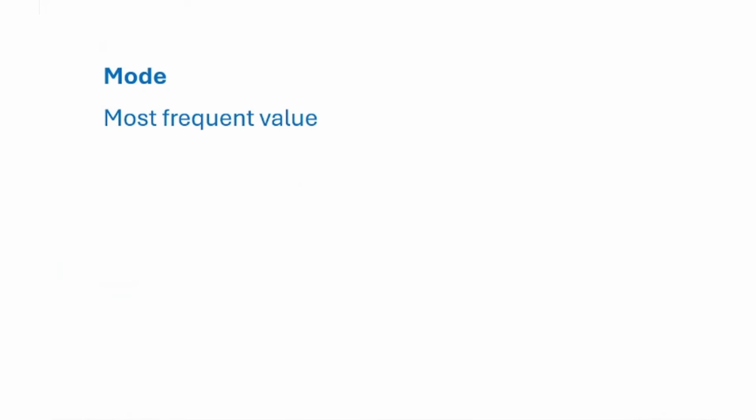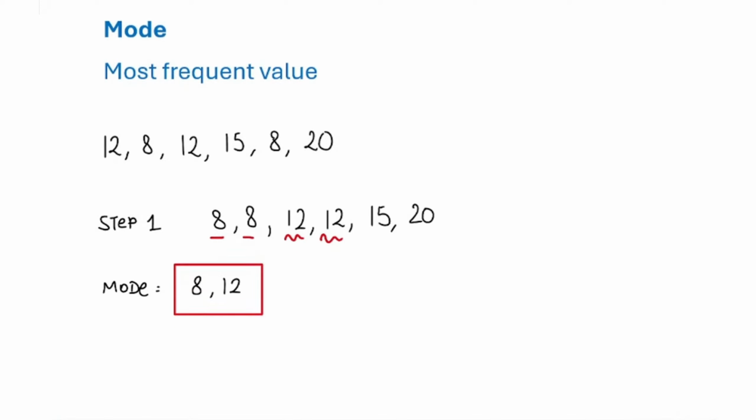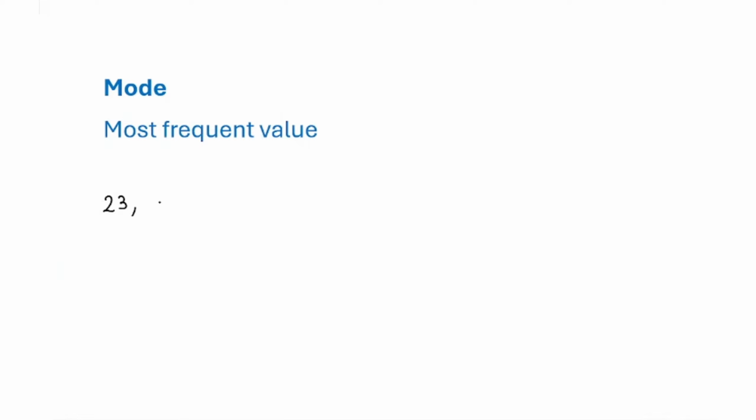Now consider this data set. 12, 8, 12, 15, 8, 20. Let's order the values. It's not required, but it makes it easier to spot the frequencies. Here, 8 appears twice and 12 appears twice, so we have two modes. This is called bimodal.